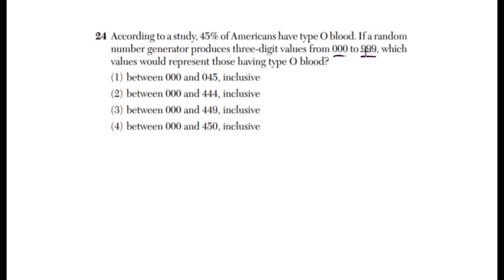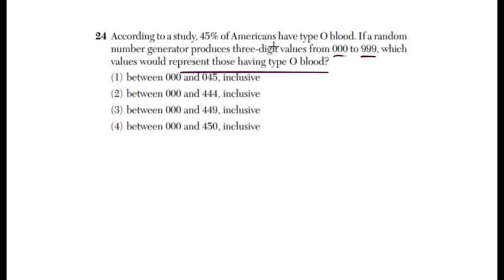A lot of people are going to say, oh, there's 999 values in here, but you've got to count 0. So every time we count from 0 to 10, we think that's 10. But if you include 0, that gives us 11 values. So even though we're not at 1,000, we have to add 1 to find the total number of values we could generate, because we're including 0. So there's 1,000 total possible values. 45% of those values are type O, and that's what we want to know.